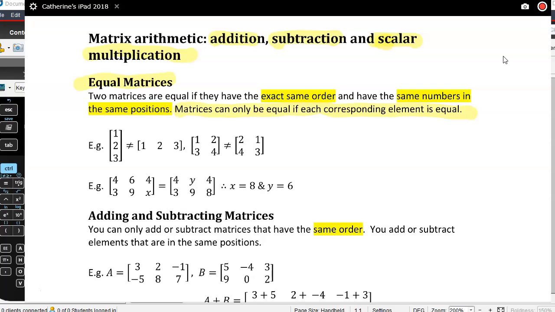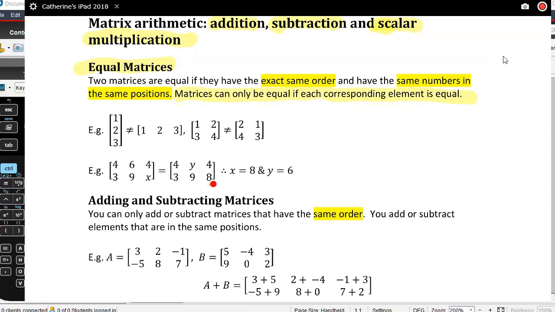So I've got a couple of examples here. That's a column matrix. It's not equal to this row matrix, even though the elements, we've got 1, 2, 3, 1, 2, 3, but because the order is not the same, they cannot be the same. Now here, I've got the same numbers, it's the same order, but they are not equal to each other because the elements are not in the same position.